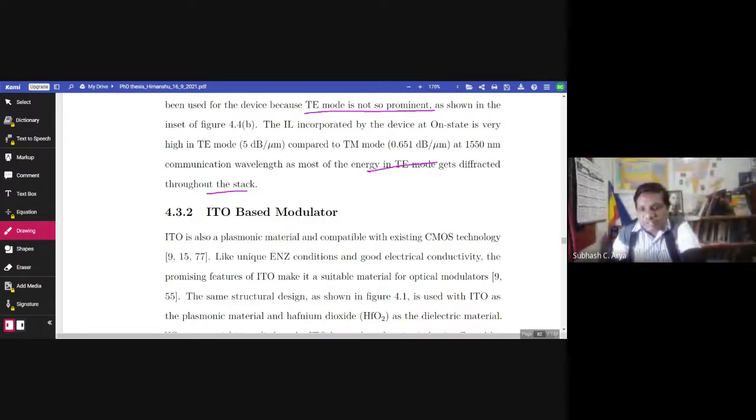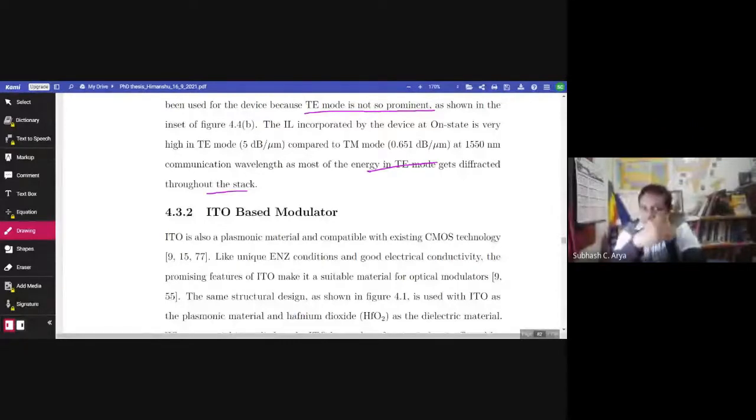So, any question we shall be happy to take up before coming to the ITO. The VO2 based optical modulator has been modeled thoroughly, keeping all parameters, taking the range of parameters and choosing the appropriate one.